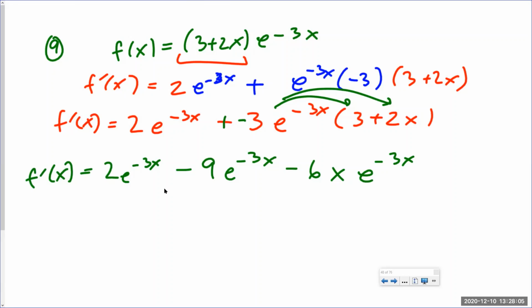Anything I can combine here, guys? Do you see any like terms? Go ahead and combine your like terms. So I have 2 e to the negative 3x here, negative 9 e to the negative 3x. I have negative 7 e to the negative 3x. But this third term cannot be combined because it's not a like term. And so now I'm done. This is the first derivative.